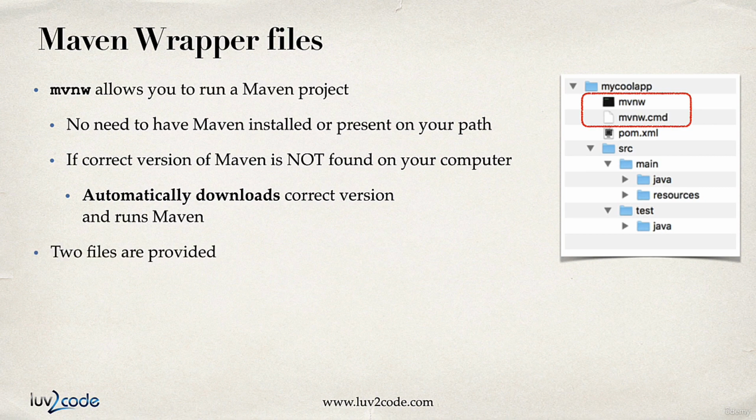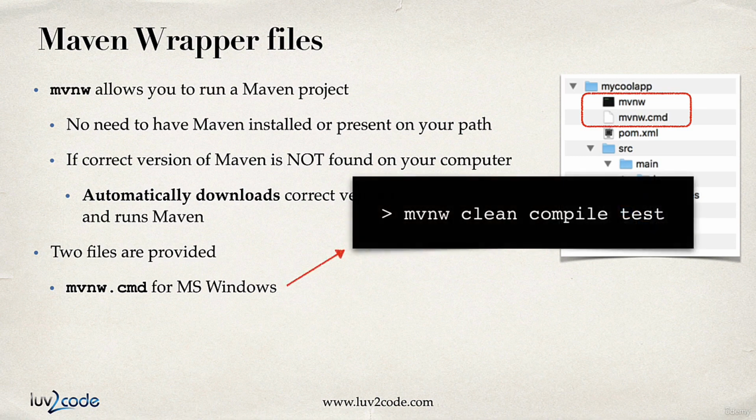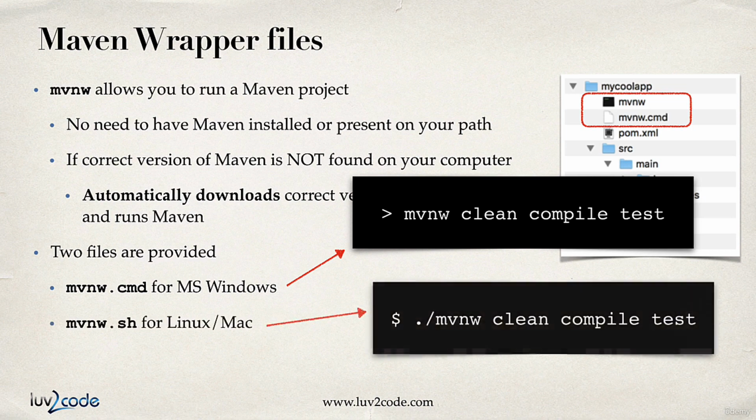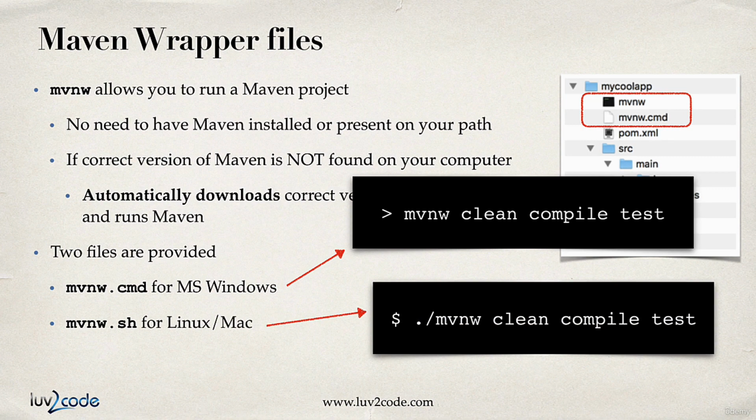There are actually two files that are provided for you. One of them is the mavenw.cmd file. That's for Microsoft Windows. So you can use that to say mavenw and then the normal Maven stuff like clean, compile, test, or whatever. And then there's the mavenw.sh, and this is for Linux or Mac systems. So here you could say ./mavenw clean compile test, and so on. So that's the basic idea of the mavenw files. They're basically wrapper files that'll automatically download and run the correct version of Maven for you.